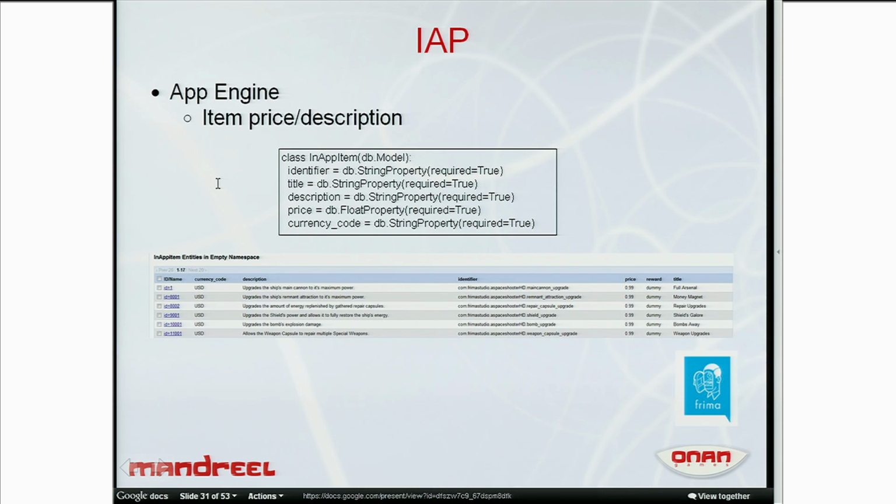So what we did is have the server describe your virtual items, the price and the description. For example, this is a capture from a space shooter from Frima, inside App Engine. It's really easy. If you want to change the price of your items or the description, just go into App Engine, change it, and that's it. The next time you play the game, you will see the updated in-app item.